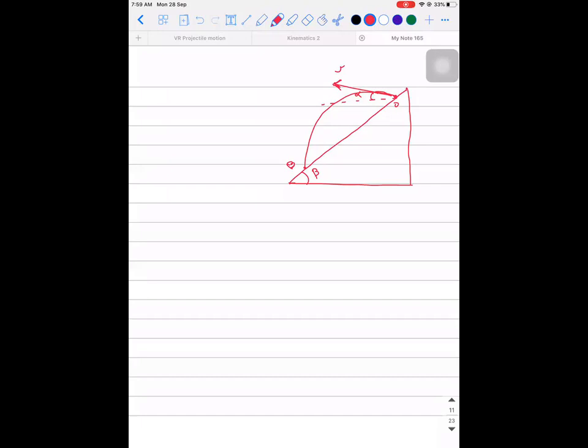Sir, we have to resolve the initial velocity into its components. So it will be u sine alpha plus beta in the y direction. How did you get alpha plus beta? I never mentioned what is beta.